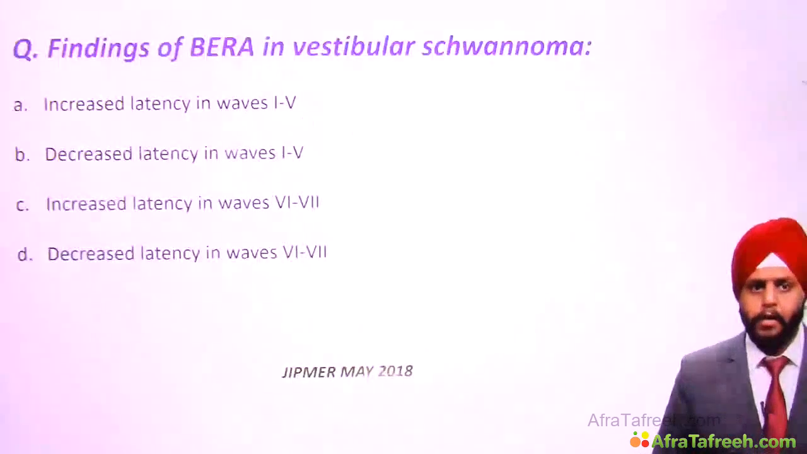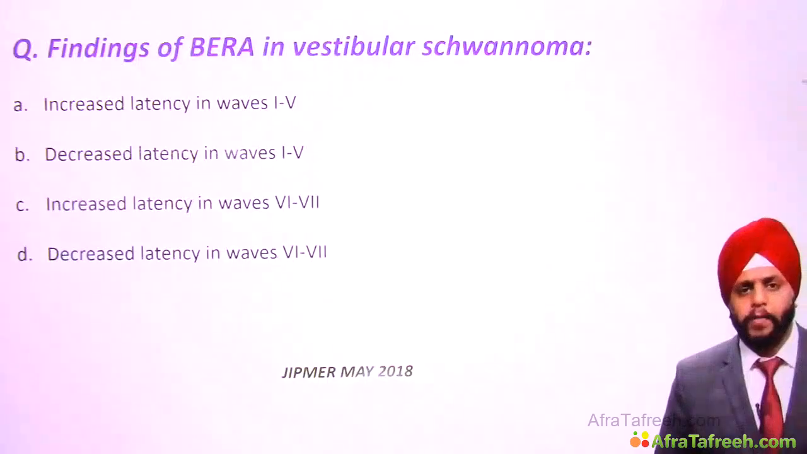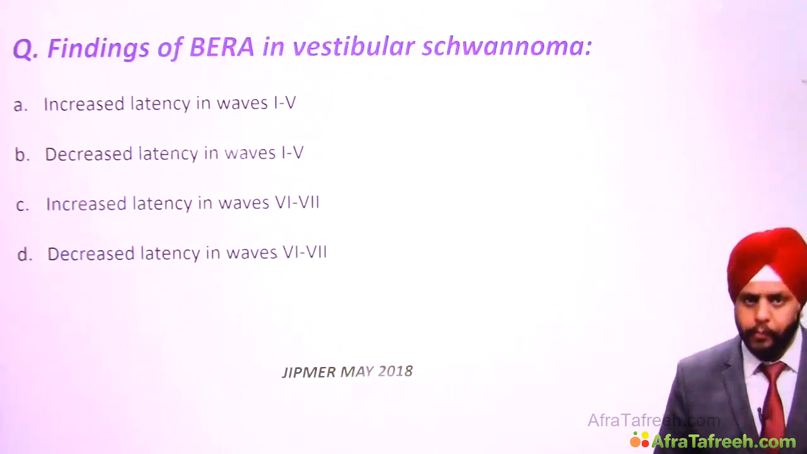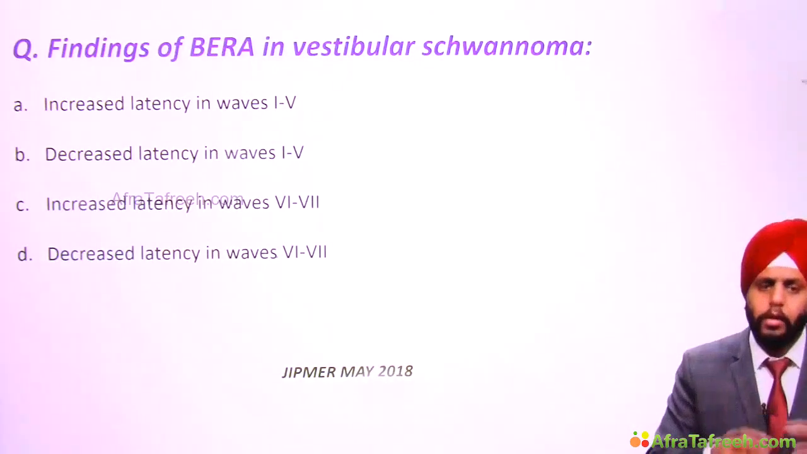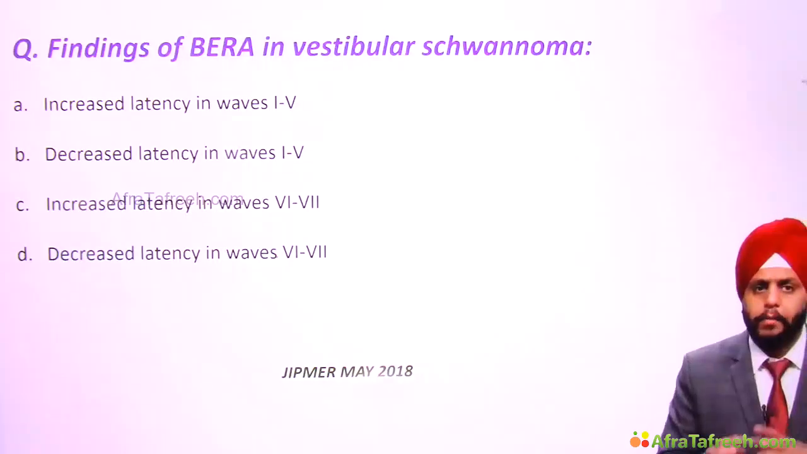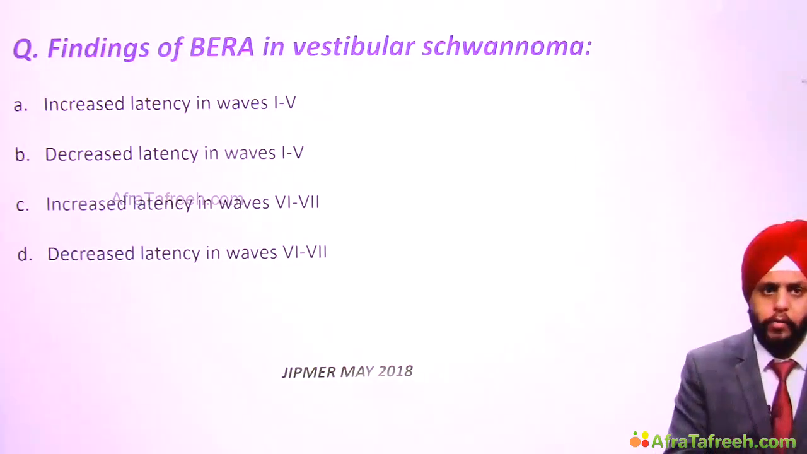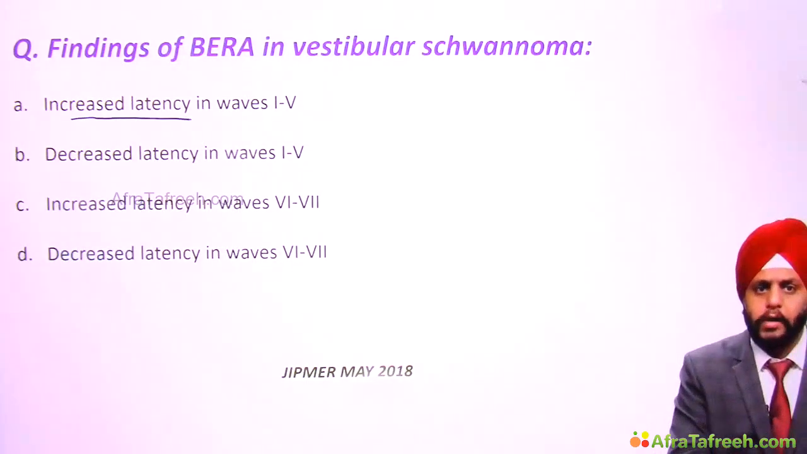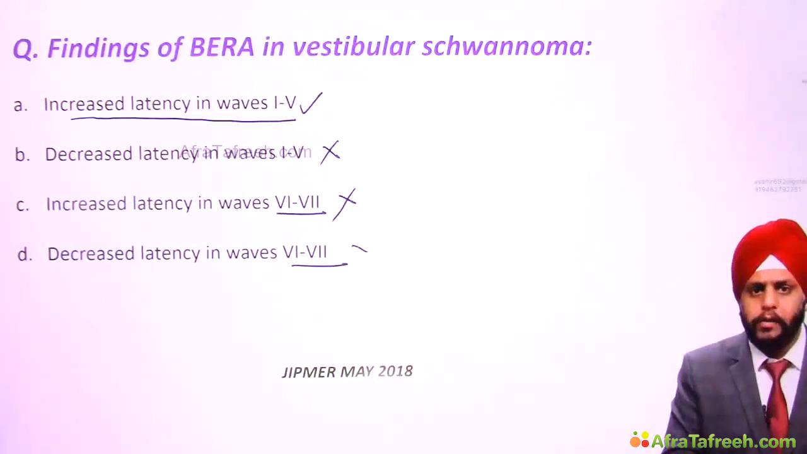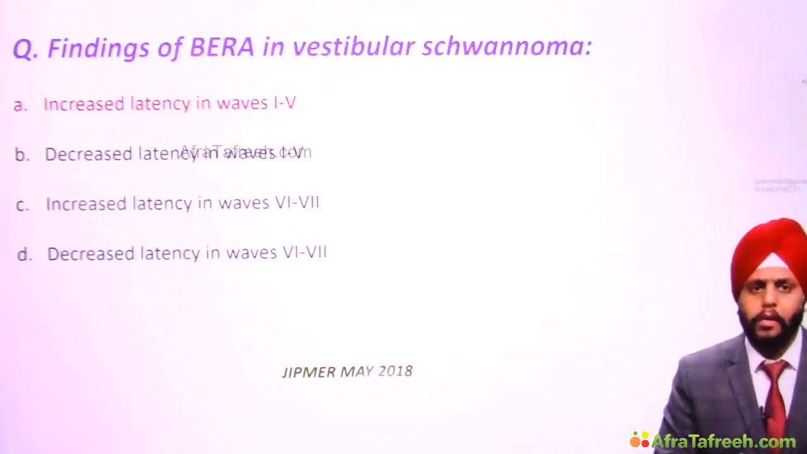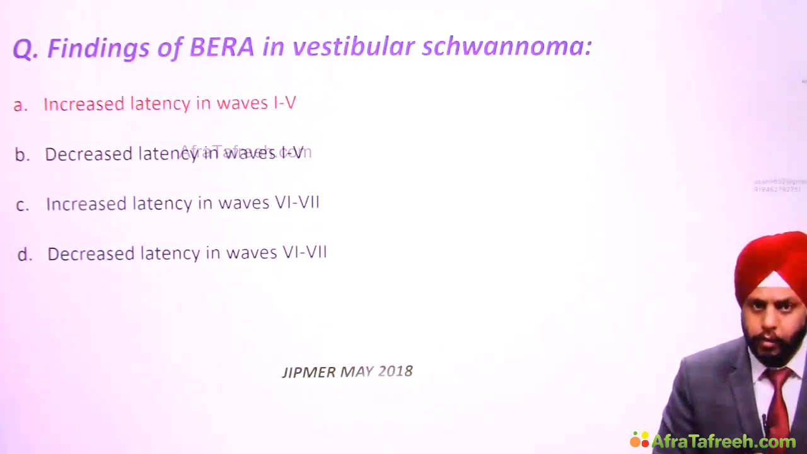Right? So remember this question: findings of BERA in vestibular schwannoma. We now know vestibular schwannoma is an 8th nerve tumor. So what will happen? The 8th nerve is stretched, so the wave 1 to 5 interpeak latency will be increased. Decreased is wrong, 6 to 7 is again wrong. So the answer is increased latency in wave 1 to 5.